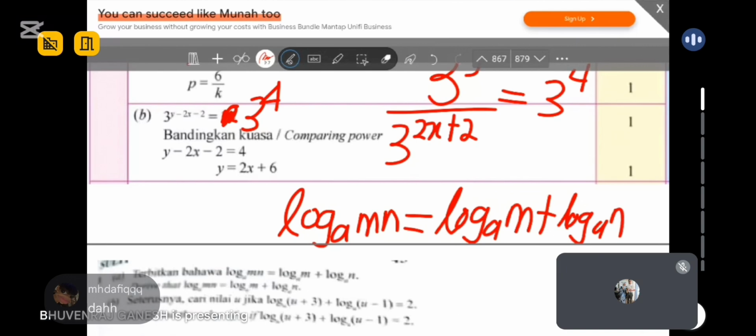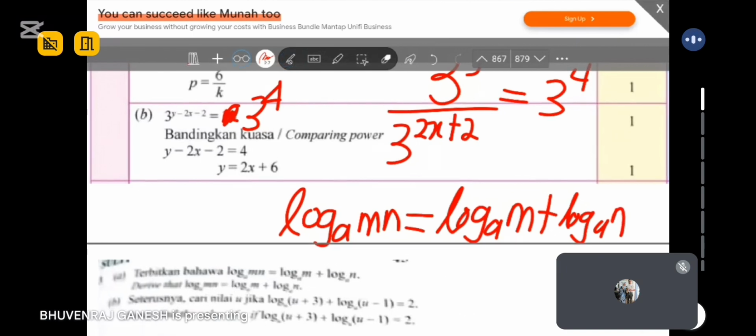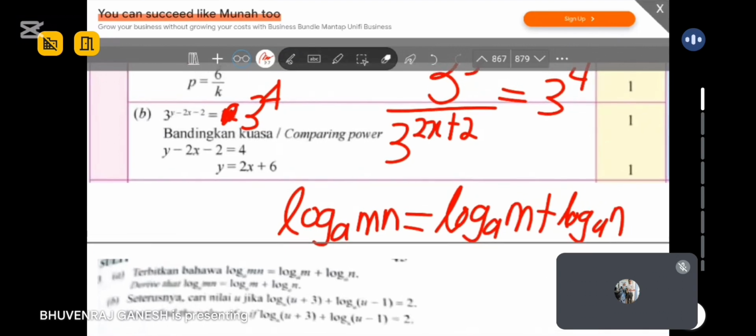You should know by now. Kamu kena tahu, yang ni sangat basic sebenarnya. It's a very basic derive. Okay, so what is the first step? Can anyone tell me? Langkah pertama.